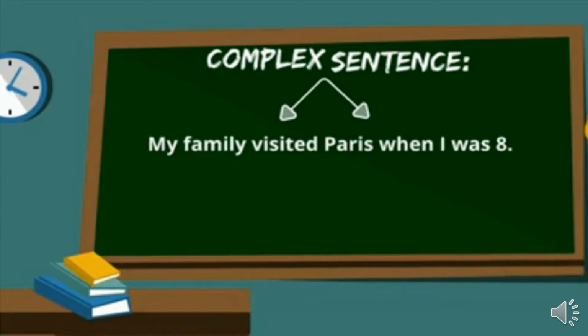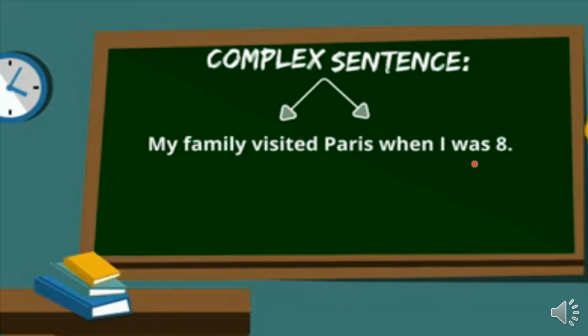Let's take another example. My family visited Paris when I was 8. So this sentence is a complex sentence. It's made up of a dependent clause and an independent clause. And you have to remember that a dependent clause starts with a subordinating conjunction. So let's look at this sentence. My family visited Paris when I was 8.